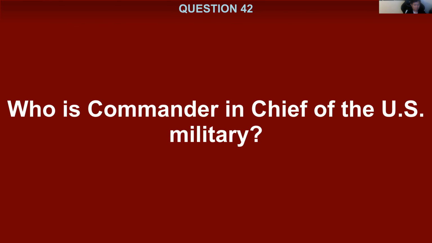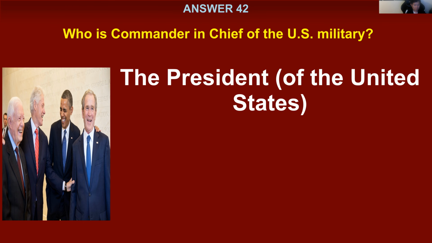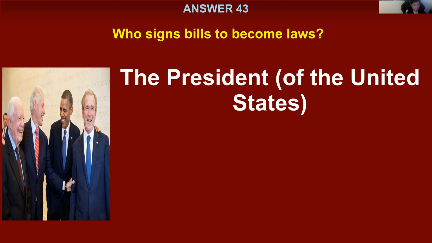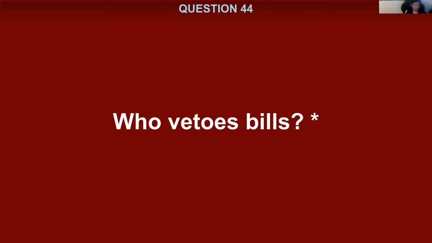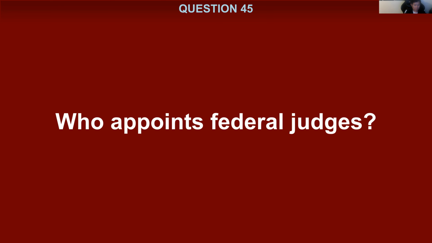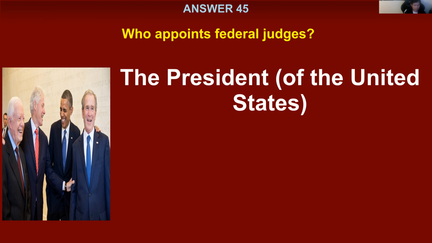Who is Commander-in-Chief of the U.S. military? The President of the United States. Who signs bills to become laws? The President of the United States. Who vetoes bills? The President of the United States. Who appoints federal judges? The President of the United States.